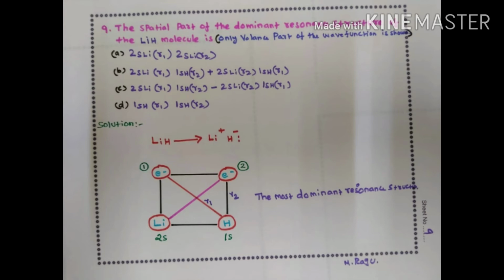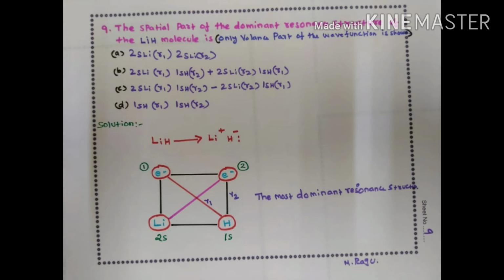The spatial part of the dominant resonance structure of the lithium hydride molecule is... Only the valency part of the wave function is shown. This question is based on quantum mechanics in molecular orbital theory. Lithium hydrogen molecule: there are two atoms, lithium and hydrogen.